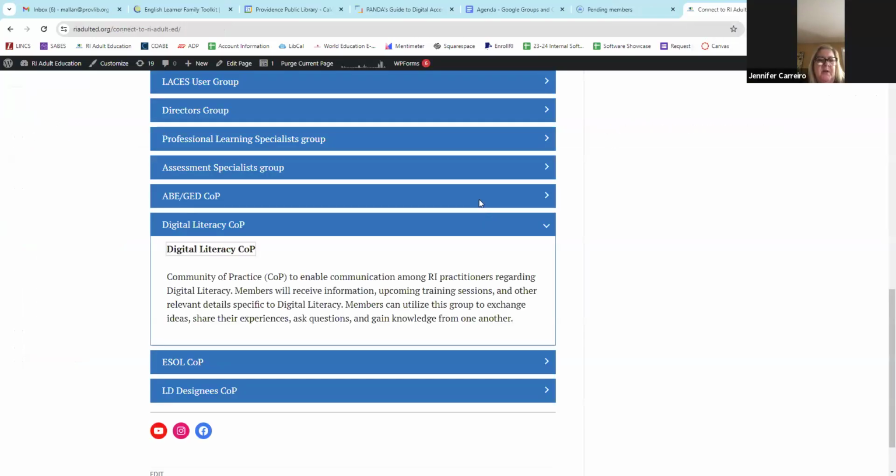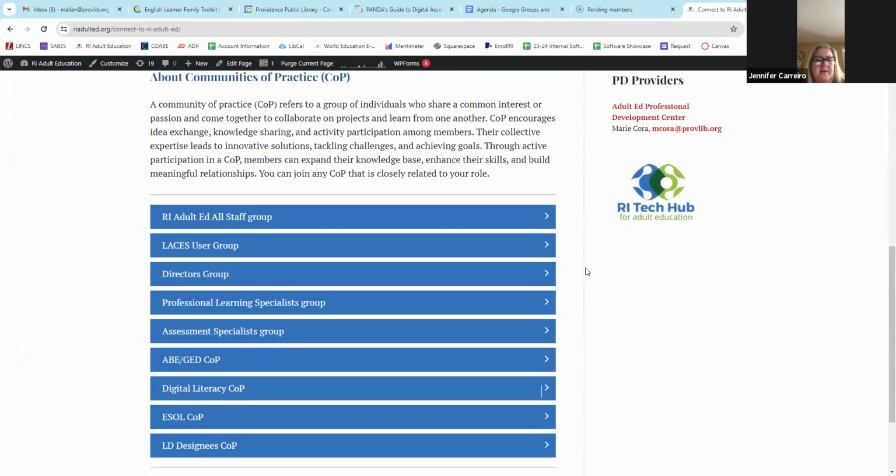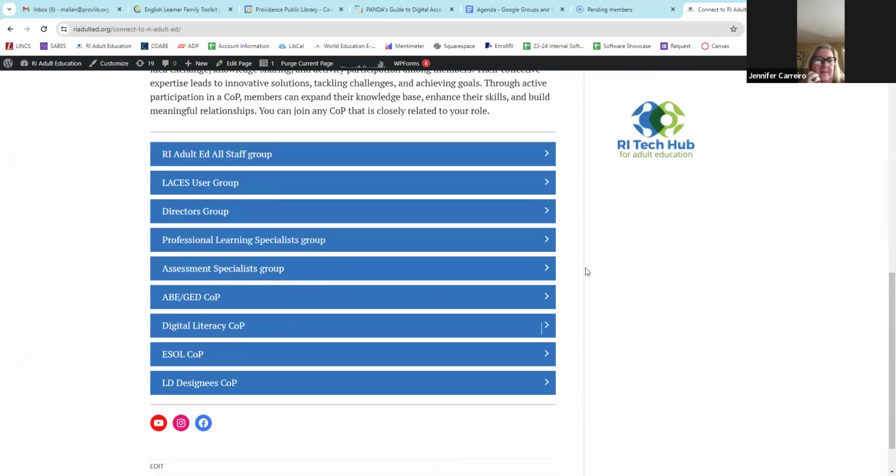So I'm just assuming that, because I'm using my phone and I'm not on my computer, the reason it says I don't have permission to access this content is because I'm not signed in. No, you're good. The only reason it's telling you that is because you are not part of the group or the COP yet. Okay.